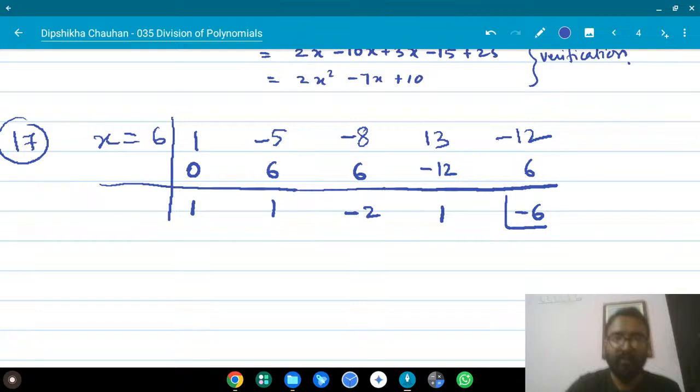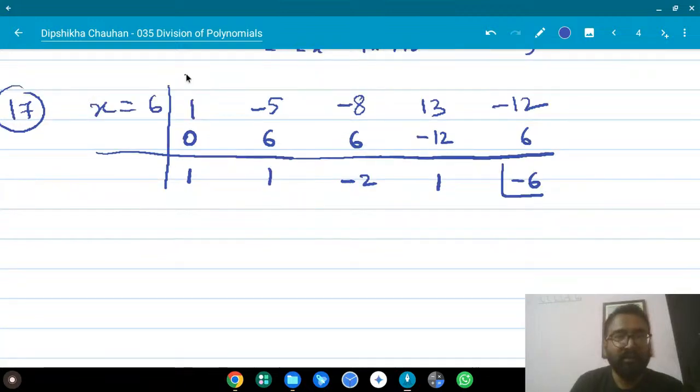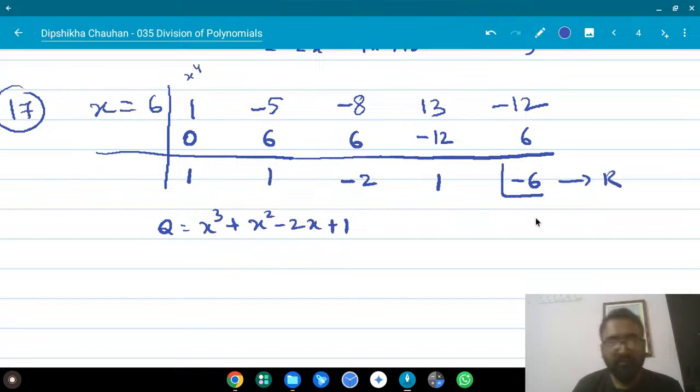Okay, so actually the dividend starts with x power 4, so the quotient will start with x power 3. So the quotient equals x power 3 plus x square minus 2x plus 1, and this is your remainder. So therefore, simply you can write x power 4.